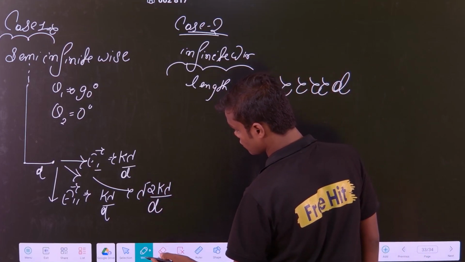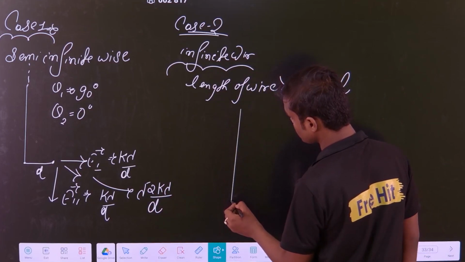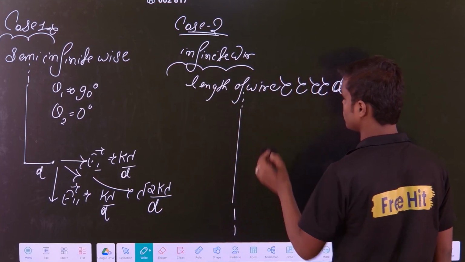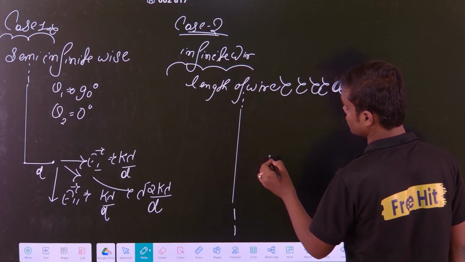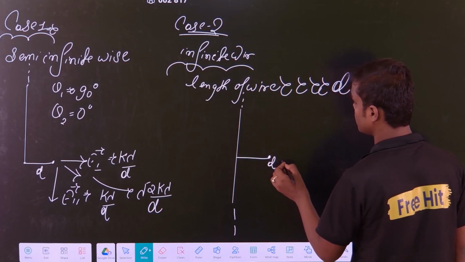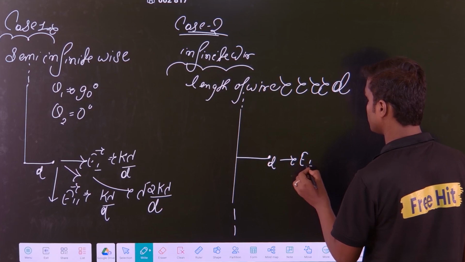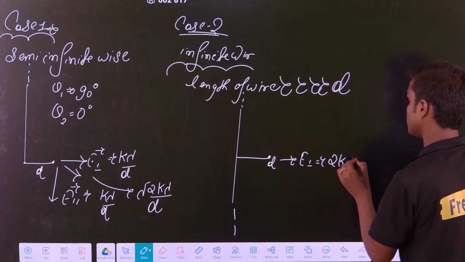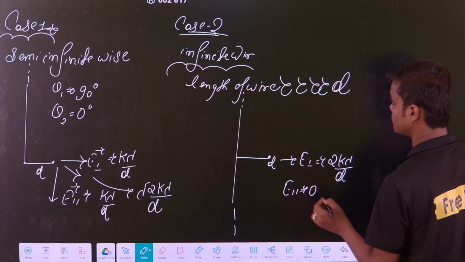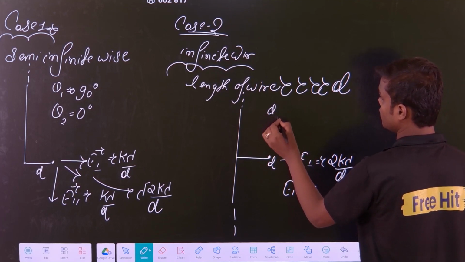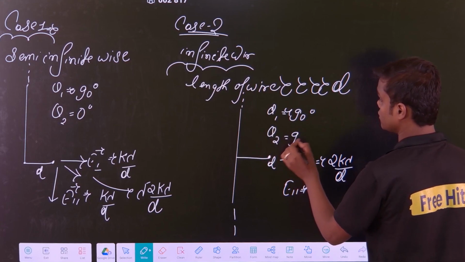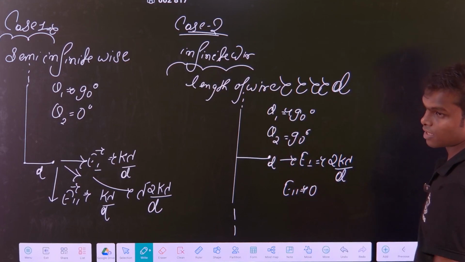So in this case, what is going to be the thing? See, suppose this is my wire and it is going to infinity in this direction also, in this direction also, and suppose I want to find the electric field at this point, at distance D. So what is my E perpendicular? E perpendicular you will get 2K lambda by D, and E parallel will be 0. And what is my theta 1? Theta 1 you can see from here, it is 90 and theta 2 is also 90. So that is why my E perpendicular is this and E parallel will be 0.